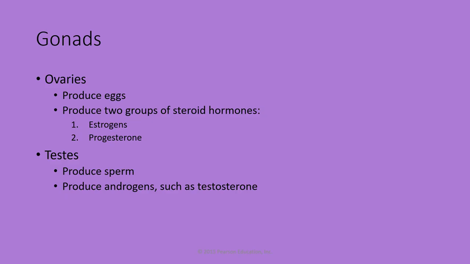The gonads, the sex organs. For females, you have the ovaries. This is where the production of the ovum or the eggs occurs. And there are two hormones, the estrogens and progesterone, that are produced here. In males, the testes are producing the sperm and are also producing the androgens such as testosterone.